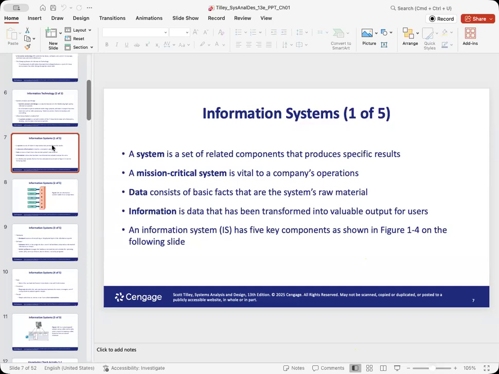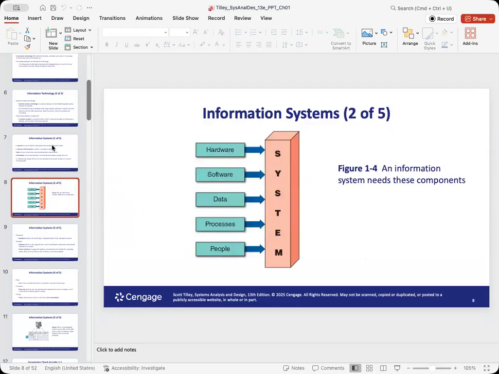All right, an information system has 5 key components. Understand this because you meet it over and over again. Every information system has 5 key components, and these are the components: we have hardware, software, data, processes, and people. These are the 5 key components of an information system.